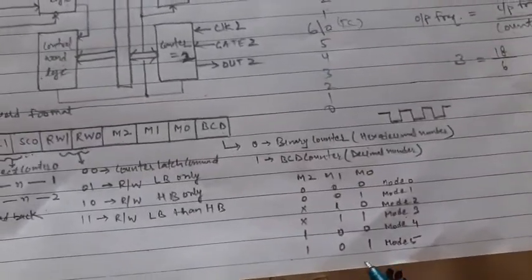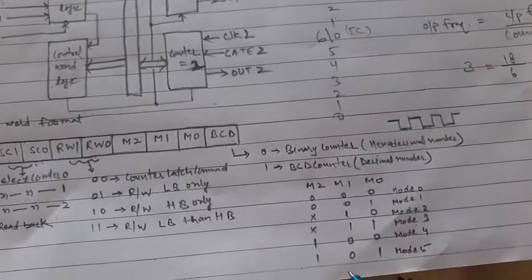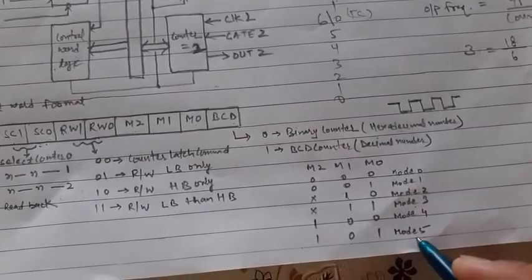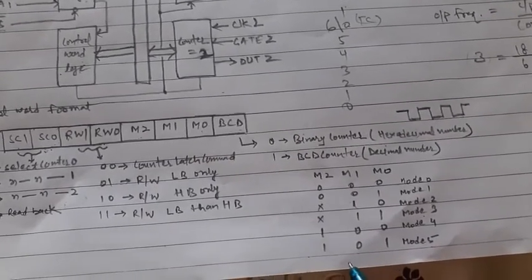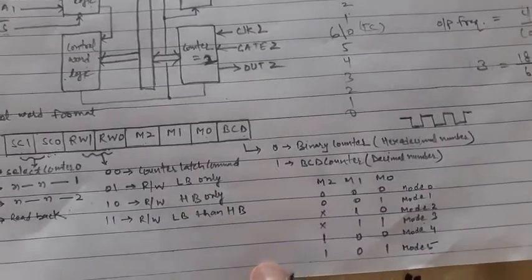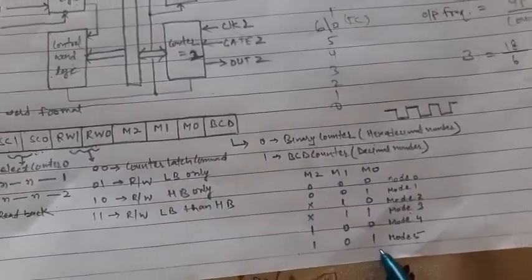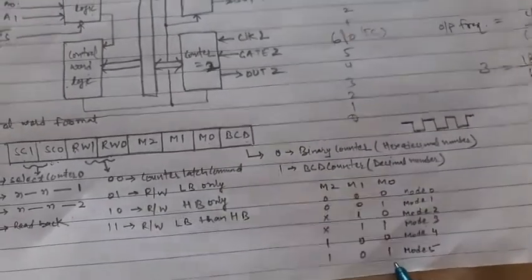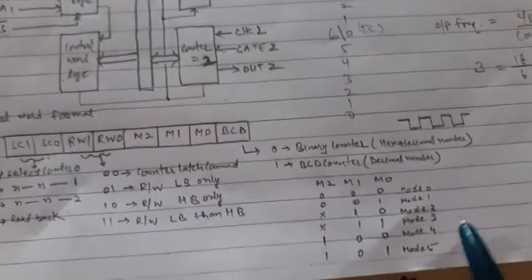Suppose a person gives the address 101. Then mode 5 will be selected. Now suppose a person wants to confuse the 8254 and gives 110, the sixth number. That 110 will not confuse the 8254, because the 8254 has a provision for that 110.